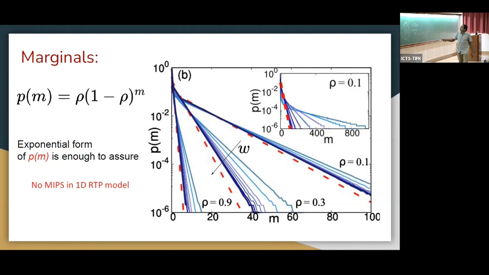Okay, that is the case, but we don't need all the details. Just having an exponential is good enough to say that there is no phase separation transition, and we have good confidence why it is an exponential function.